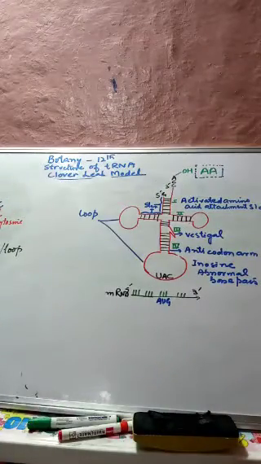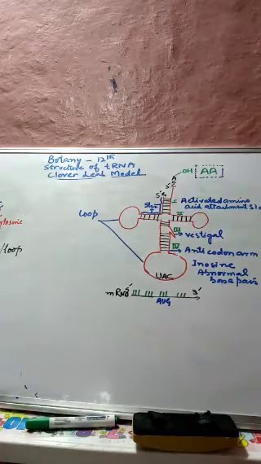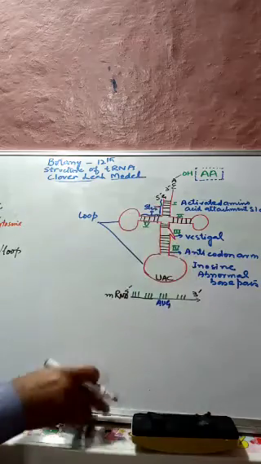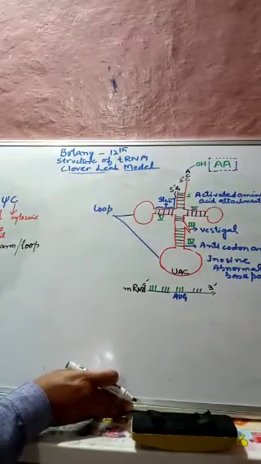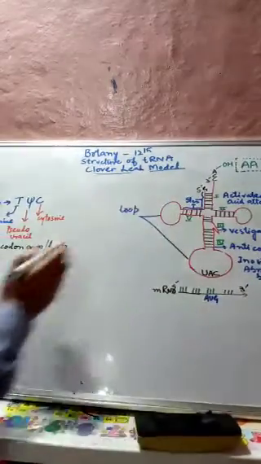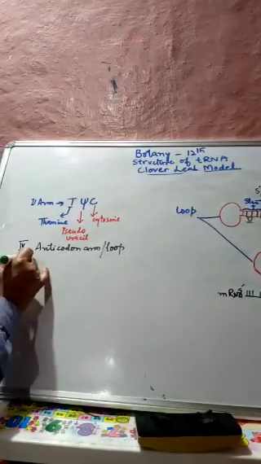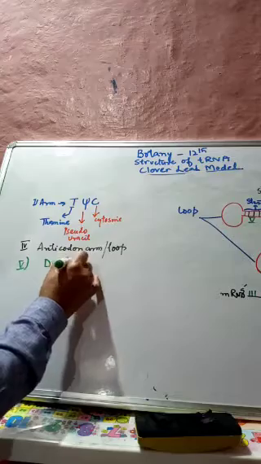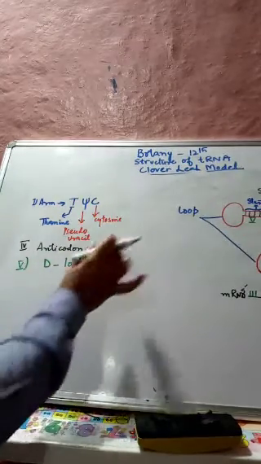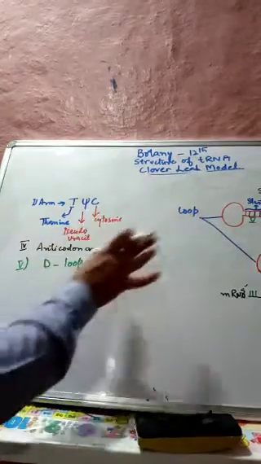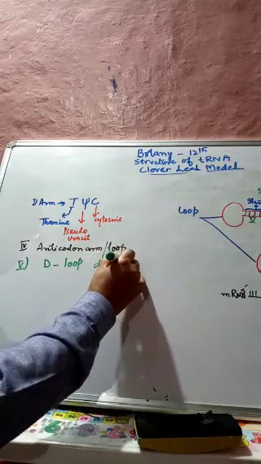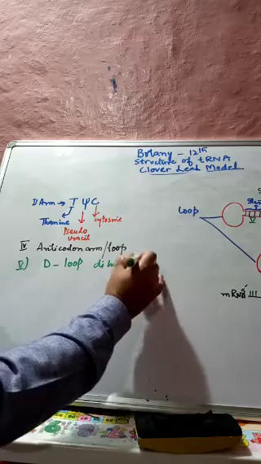Now in case of this fifth arm, this is the fifth arm. It is also called the D loop, because it consists of an abnormal base pair, which is dihydrouridine.